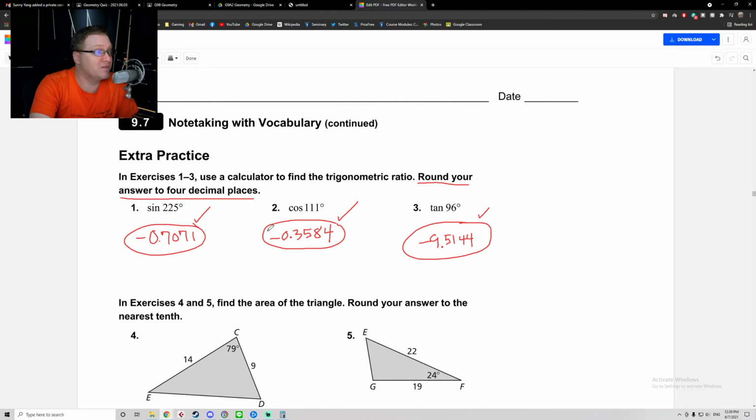That's all we have to do for these ones. Very easy. Tonight in your homework, you will have some problems like this, where you need to just find the sine, cosine, or tangent of an angle.